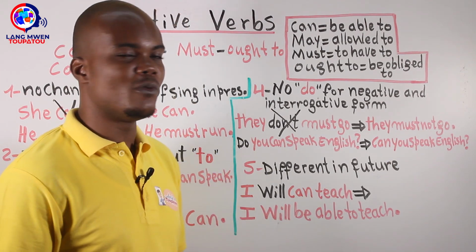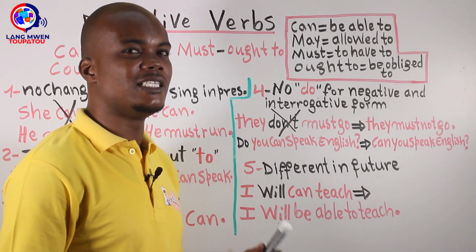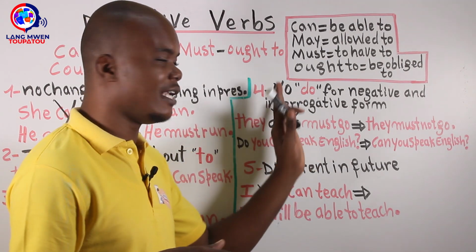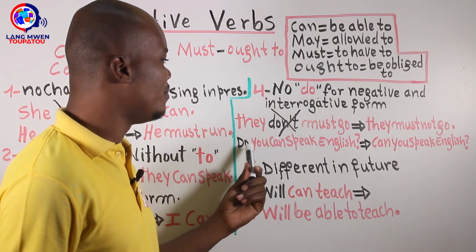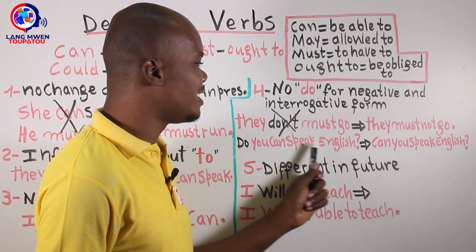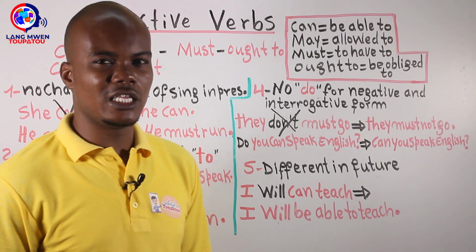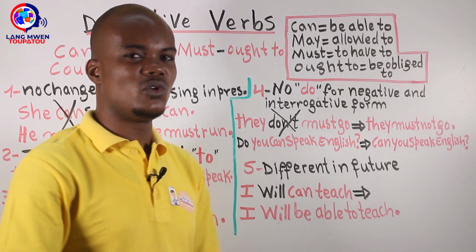A second example, for the interrogative form, you can use the same thing. For the interrogative form, you say, do you can speak English? Do you can speak English? No. With defective verbs, you can invert.